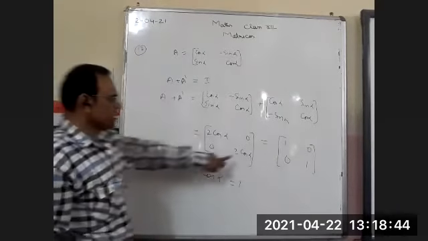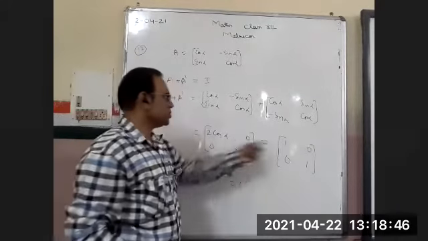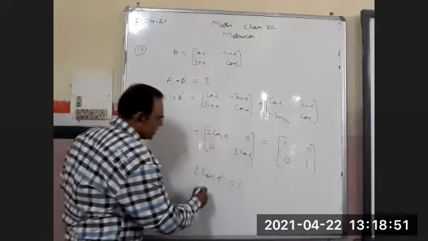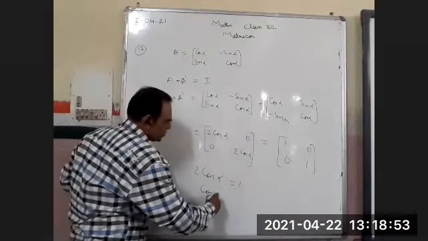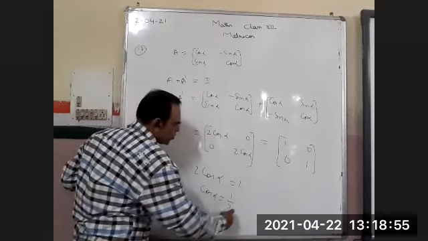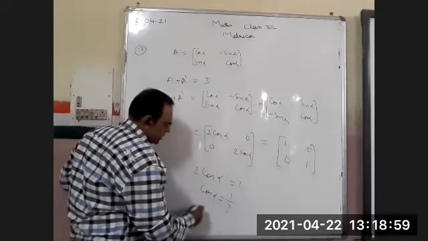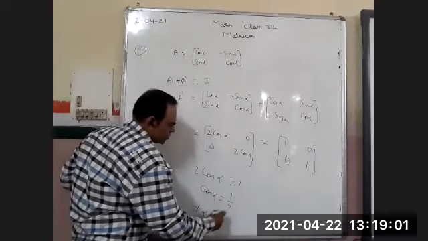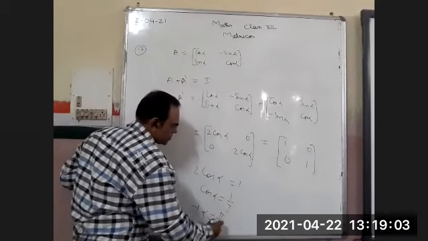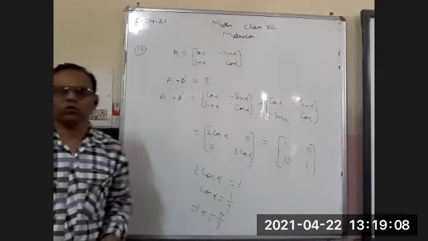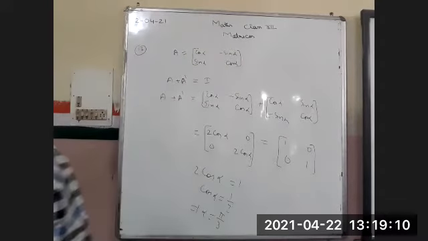Here we are also getting the same answer, 0 is equal to 0. But we have to find the value of alpha. Then we can use this relation, cos alpha is equal to 1 upon 2. This implies alpha should be pi by 3, because cos 60 degrees is equal to 1 upon 2. So with this, we get the answer alpha equal to pi by 3.